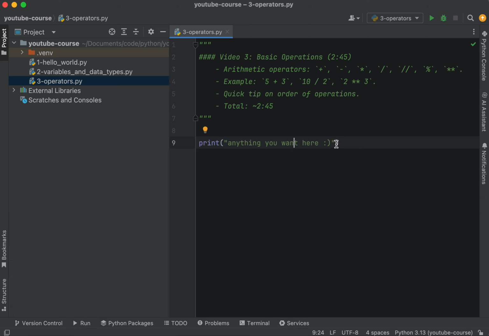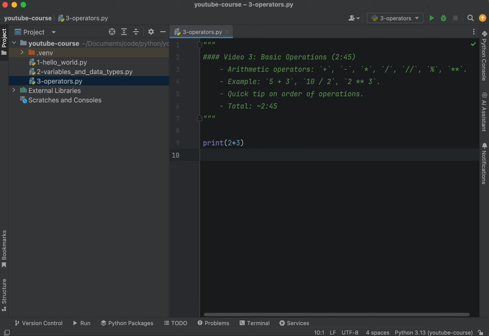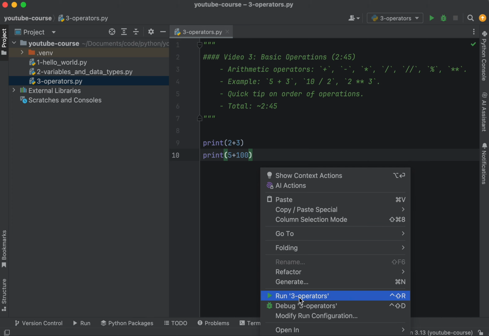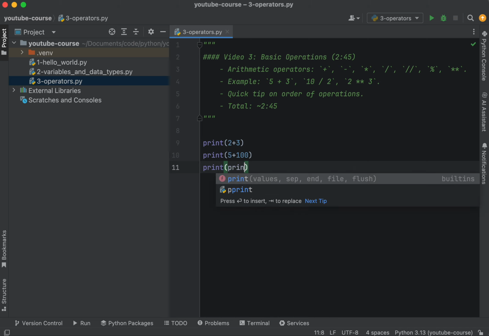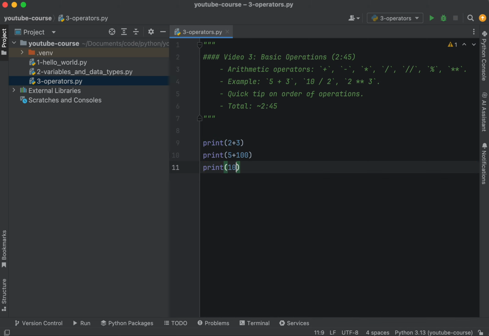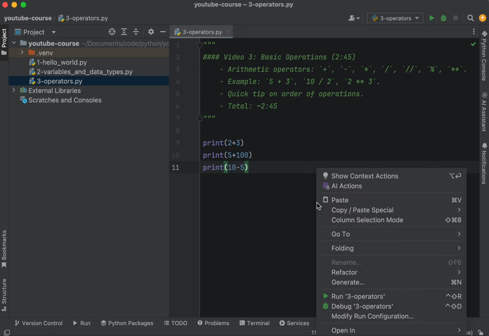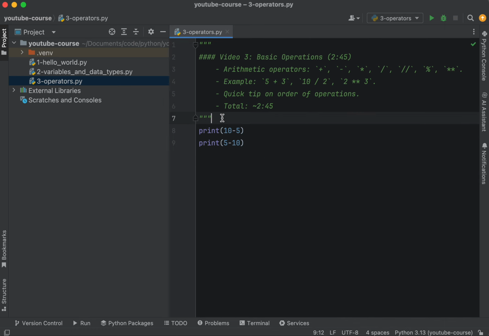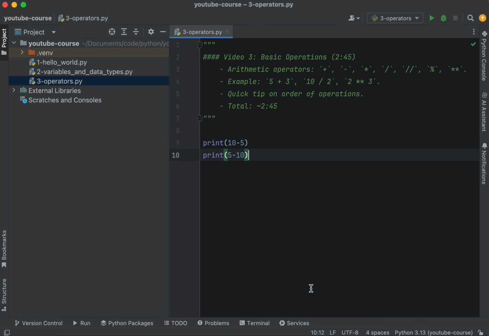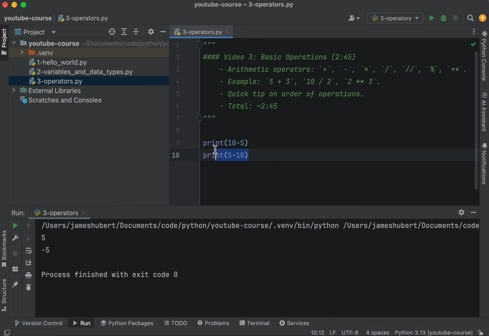So we're going to use print to discuss the arithmetic operators. The first is just the plus sign, which I'm sure you're familiar with. I'm going to do 2 plus 3, 5 plus 100, and this should return what we expect, 5 and 105. For subtraction, let's do 10 minus 5. And for a negative number, maybe do 5 minus 10. Let's see what that gives us. I'm going to delete these. Run it. 5 and negative 5, as we expect.